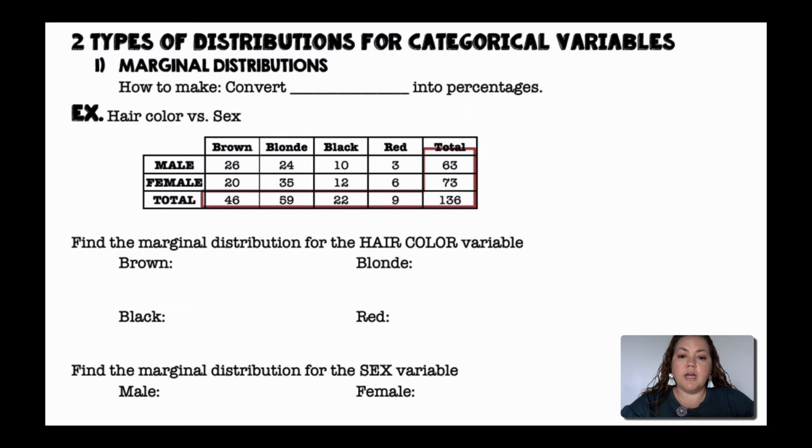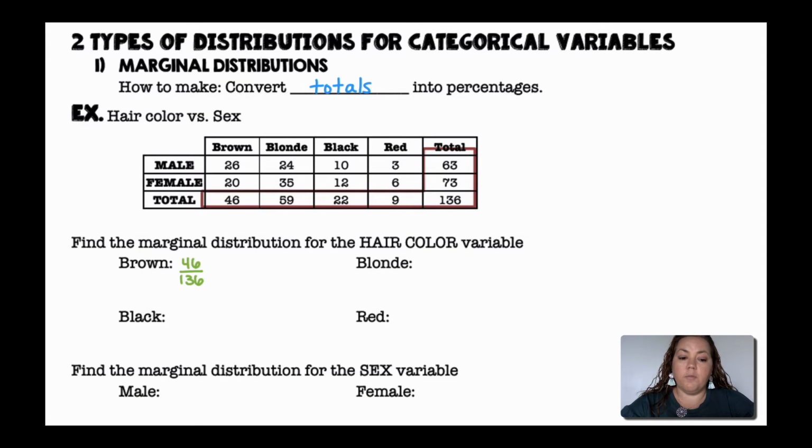All right, 2 types of distributions for categorical variables. So a marginal distribution, how to make it, we're going to convert totals into percentages. So hair color versus sex. We have males and females, and then we have brown, blonde, black, red, and then we have our totals in the margins. So find the marginal distribution for the hair color variable. So this is out of the hair colors.